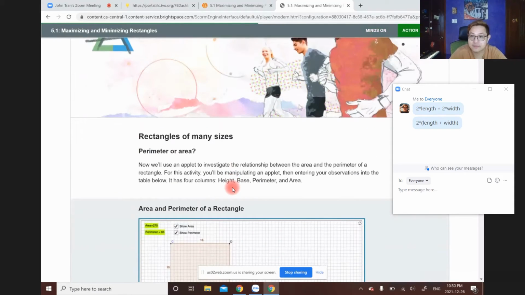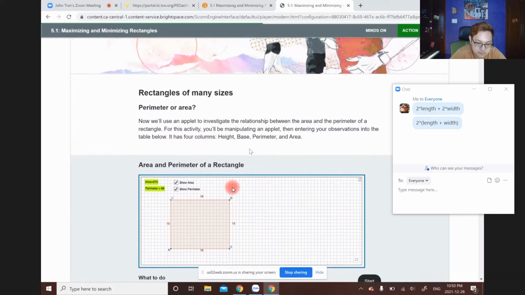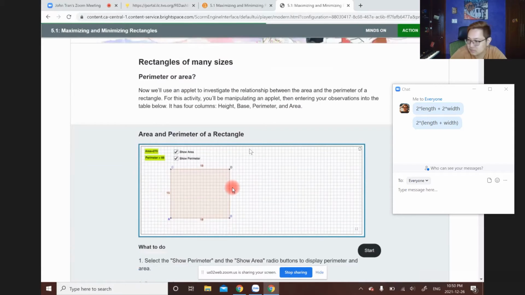Rectangle of any size. Perimeter or area. Now we use this to investigate the relationship between the area and the perimeter of the rectangle. This will be manipulating and entering your observation into the table below. It has 4 columns: height, base, perimeter, and area.